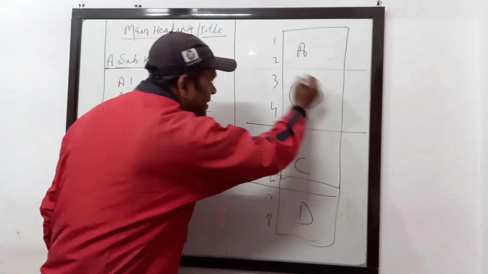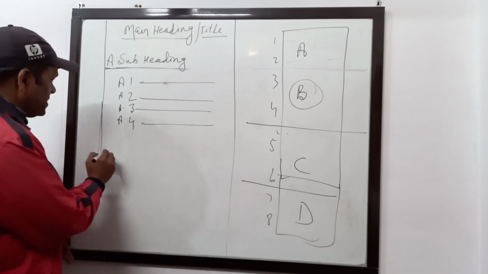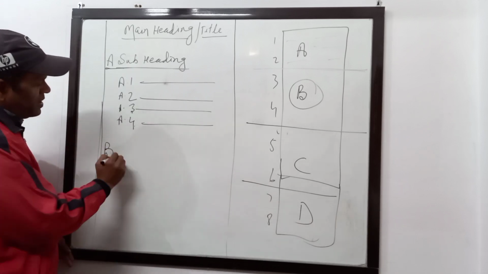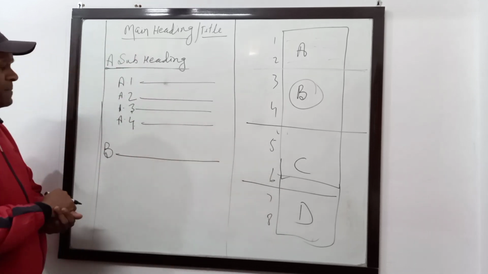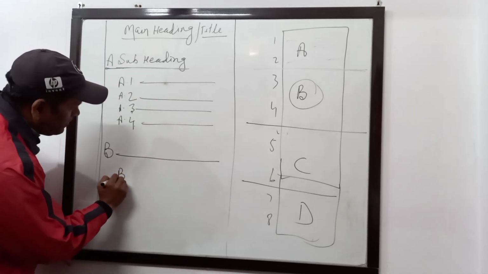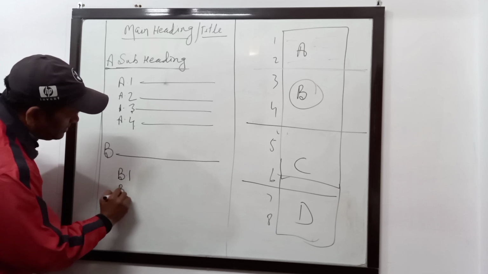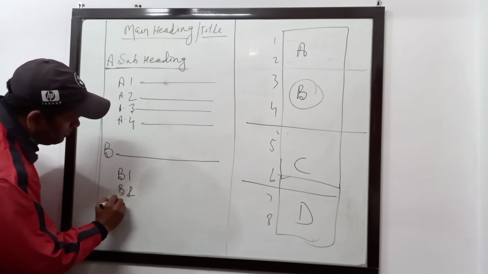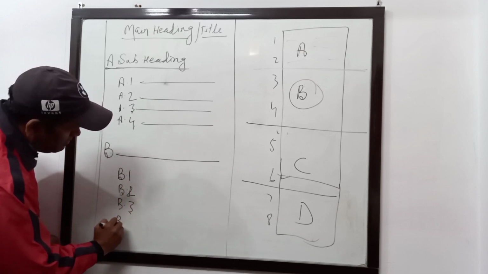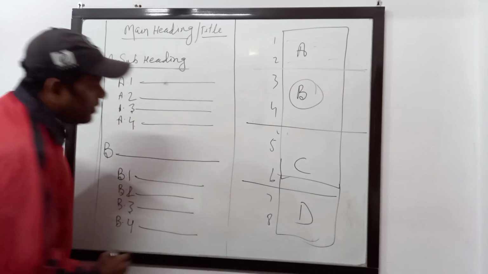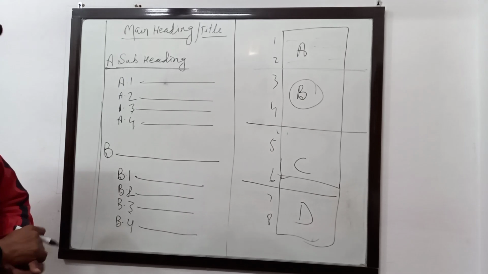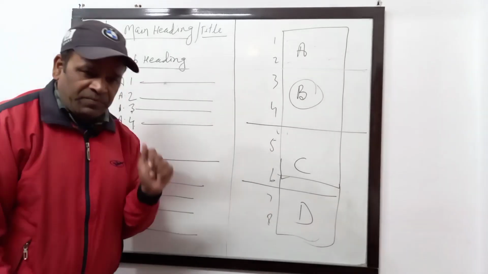Now we take the second para, and here we write B, and we'll give a subheading for that. This is the subheading for B, and we'll write the minor points B.1, B.2, B.3 and B.4. Likewise, we'll do the minor point part. Got it? Then C and then D. Is that clear?